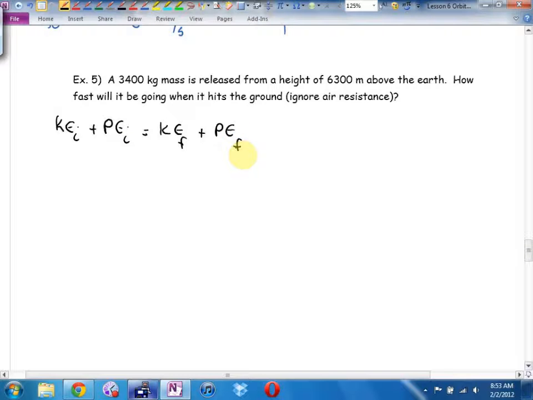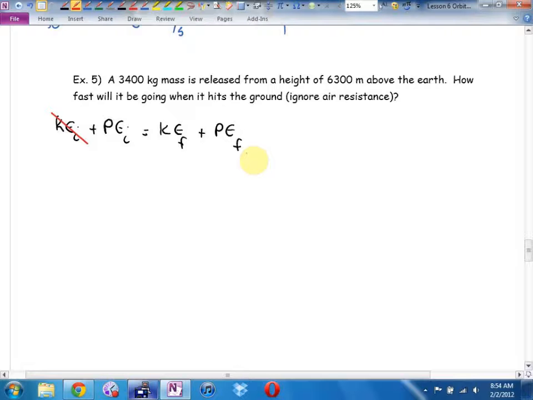It says released, so I think my initial speed is zero. Is my initial potential energy zero? No. Is my final kinetic energy zero? In fact, I think that's going to have the v final that I'm going to solve for, Andrew. What about my final potential energy? Now, if we were not going cosmic, if we were using mgh, we would define zero to be at the ground. But because we're going cosmic, zero is defined at the center of the planet. So my final potential is not zero either.